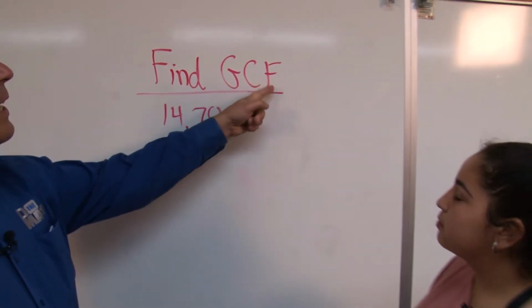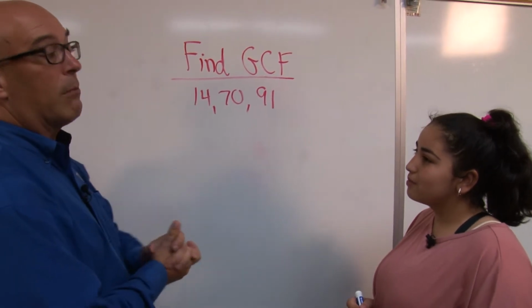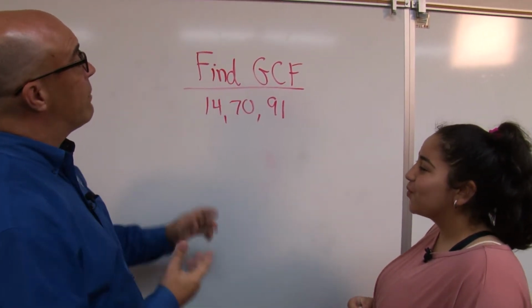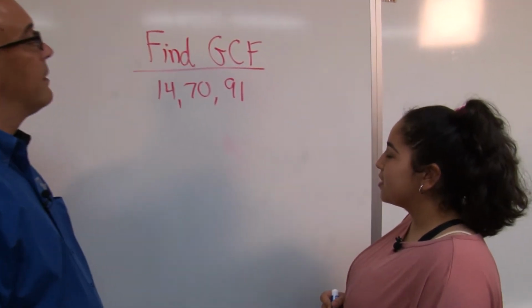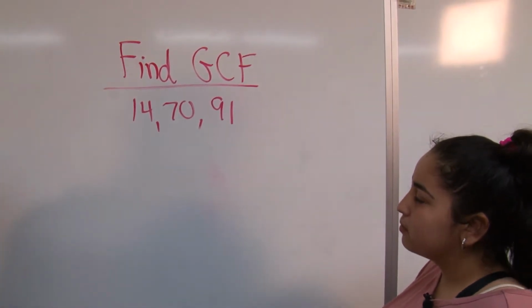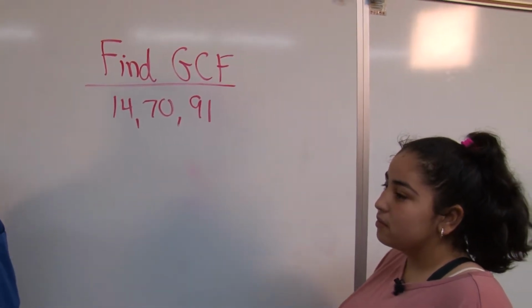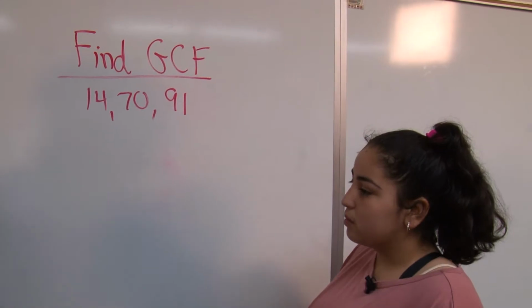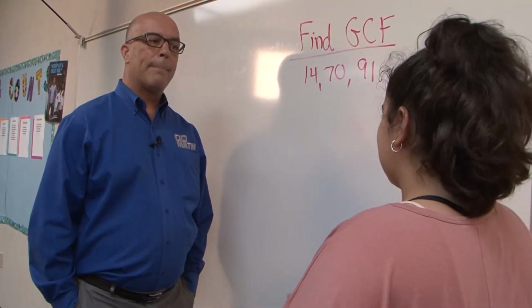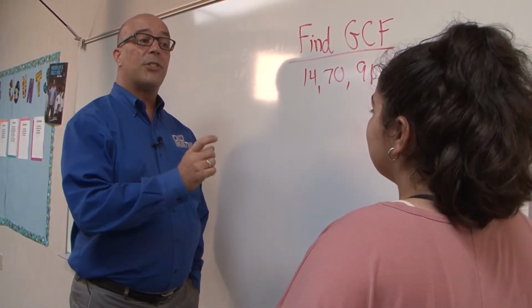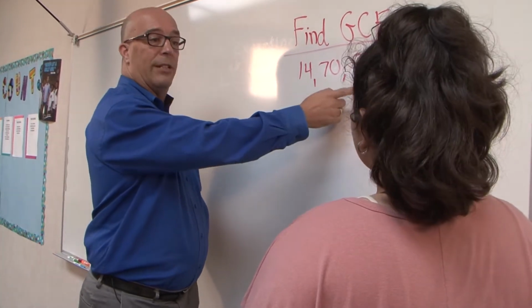Right, greatest common factor, for students that may be seeing this and not realizing what that means. And what are the numbers we're working with? 14, 70, and 91. So finding the greatest common factor, what does that mean? What do we have to do? Breaking them down. Right, we want to find the largest number that will go into each of these.